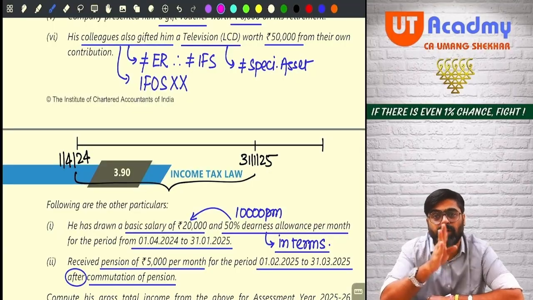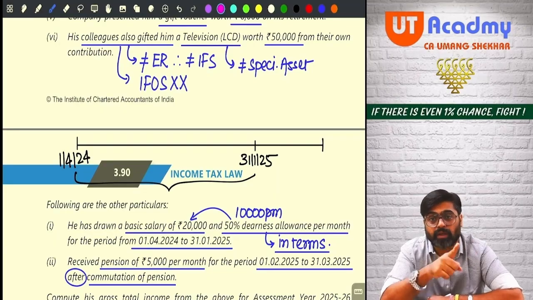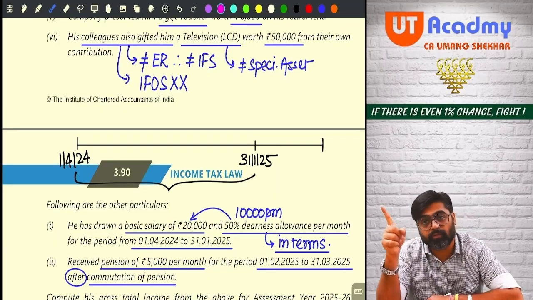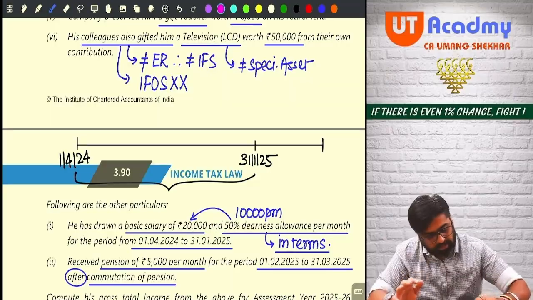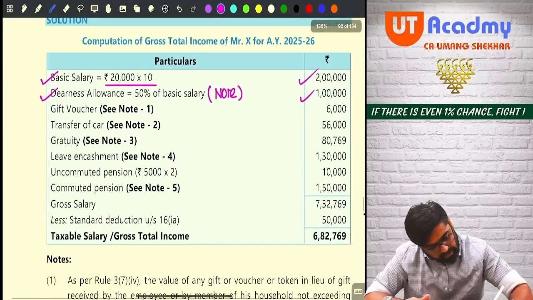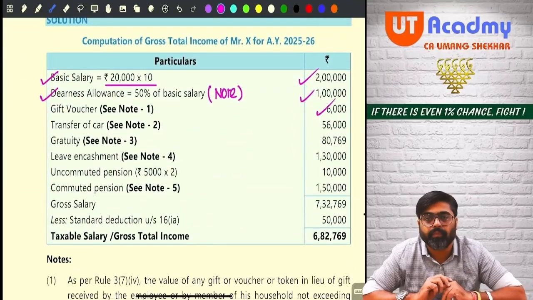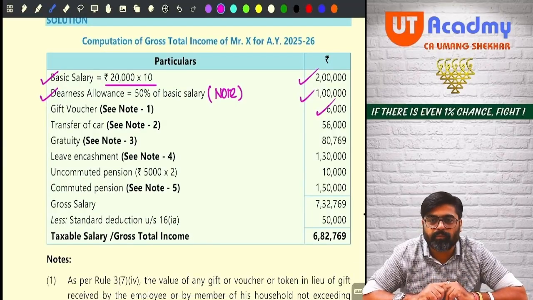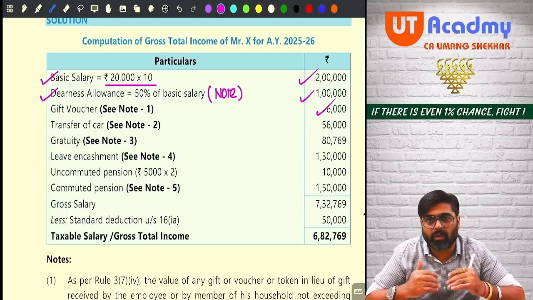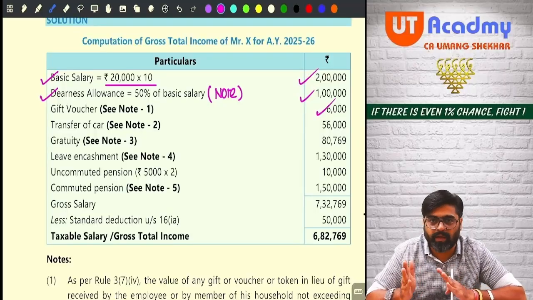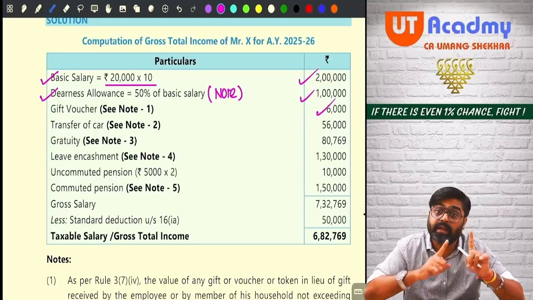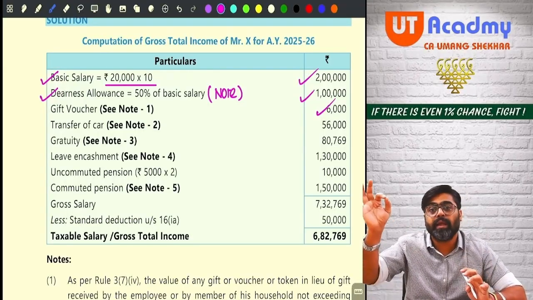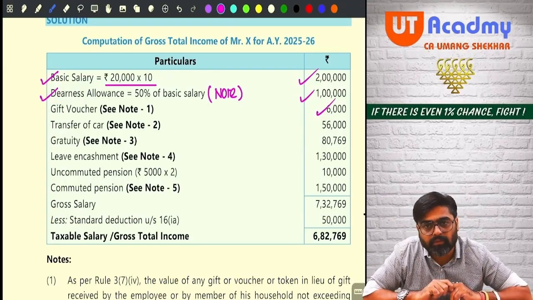Gift in cash or gift in kind? Gift in kind. Gift voucher, gift in kind. The value is more than 5,000, so the entire 6,000 will be taxable. So see, we have entirely taxed this 6,000. And here we will write a note: that alternatively, since the amount of gift in kind is more than 5,000, we have taxed the gift entirely. Alternatively, the excess amount can also be taxed.